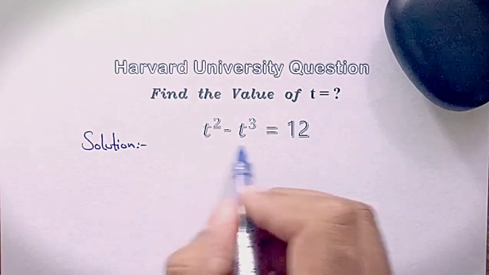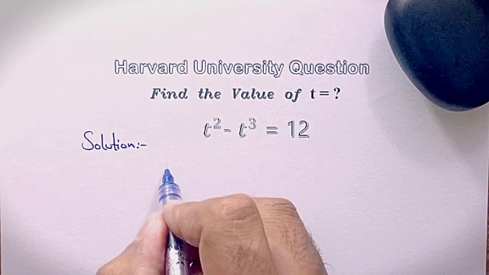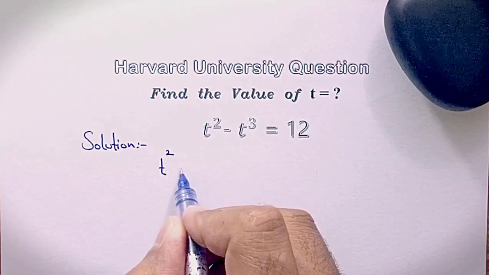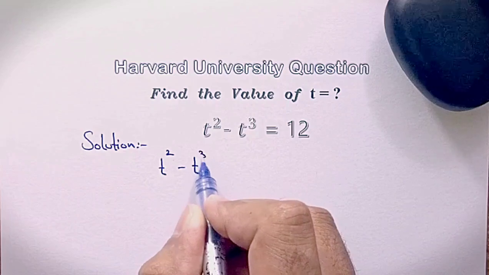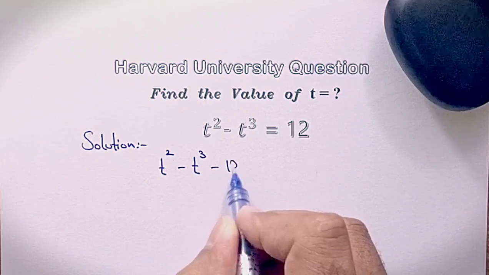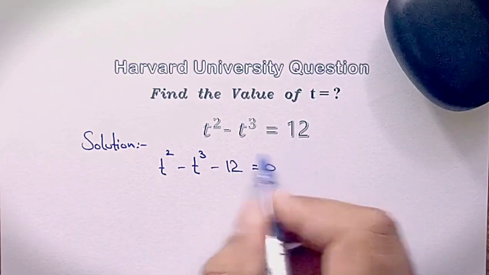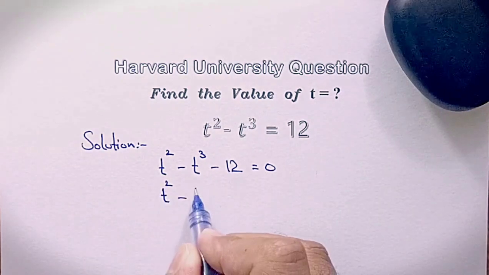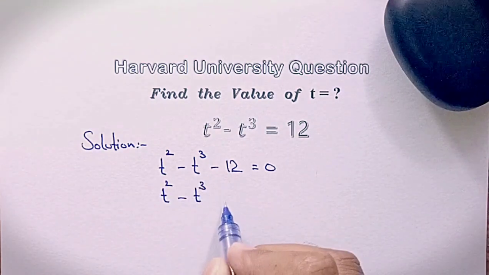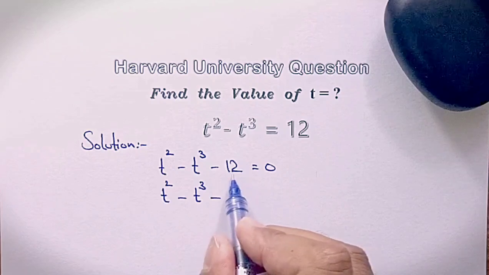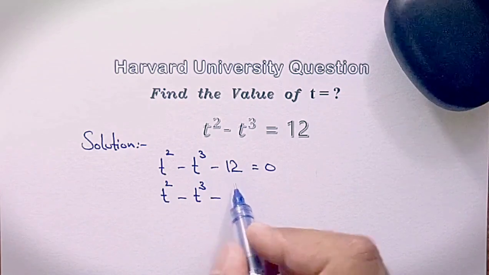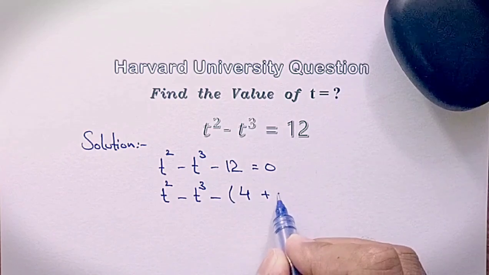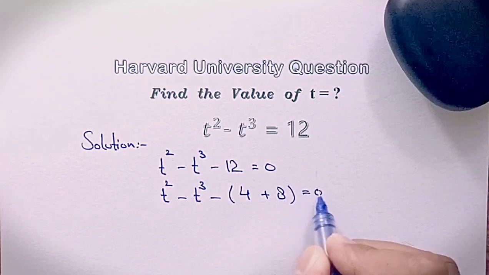From this problem, in the first step, we'll take 12 to the left side. So we start with t power 2 minus t power 3, and we take 12 to this side to be minus 12, equals 0. Then in the next step, it will be t power 2 minus t power 3 minus, here 12 we split according to the corresponding two exponents. So 12 is the same as 4 plus 8, bracket, equals 0.